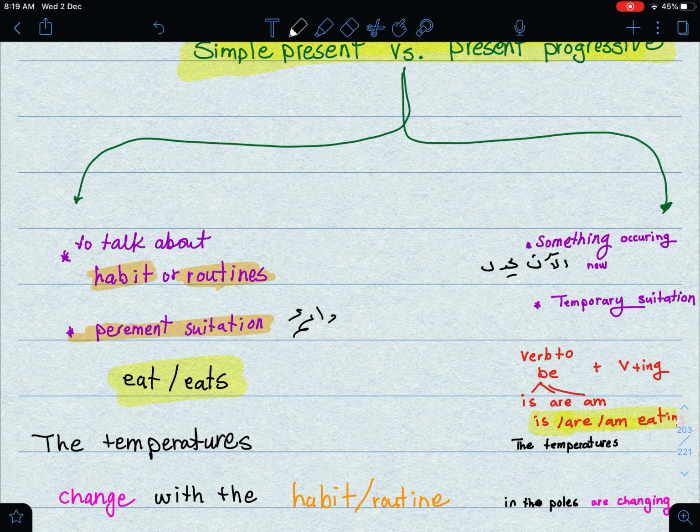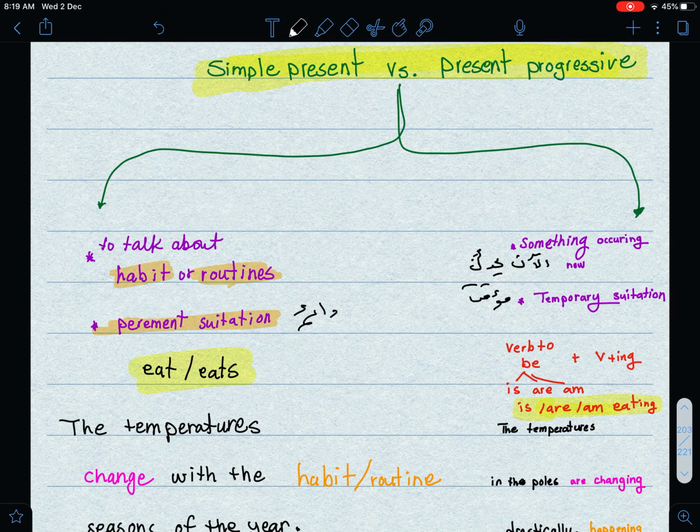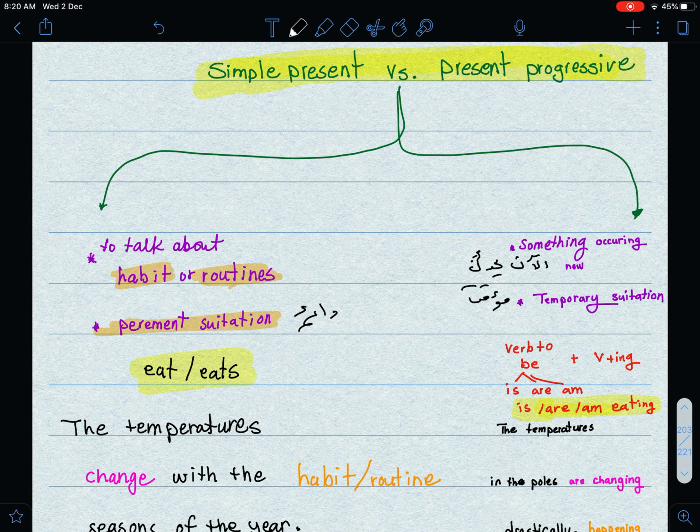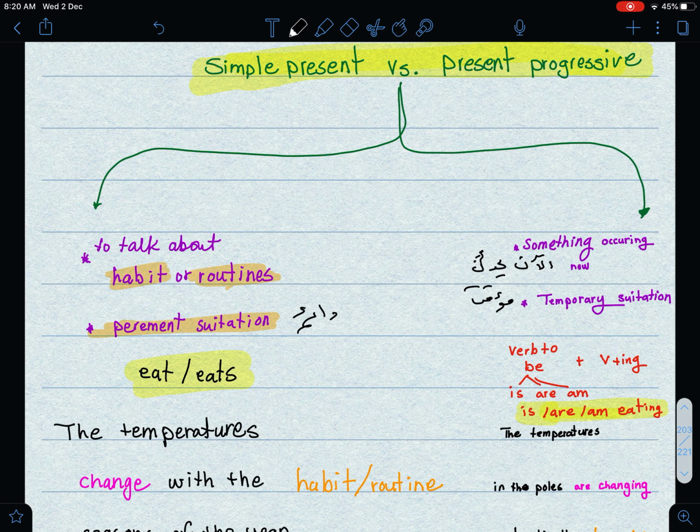يحدث الآن. Anyways, you know what I mean by it, or for a temporary situation, اللي هو وضع مؤقت. So right now you understand when to use the simple present and when to use the present progressive.